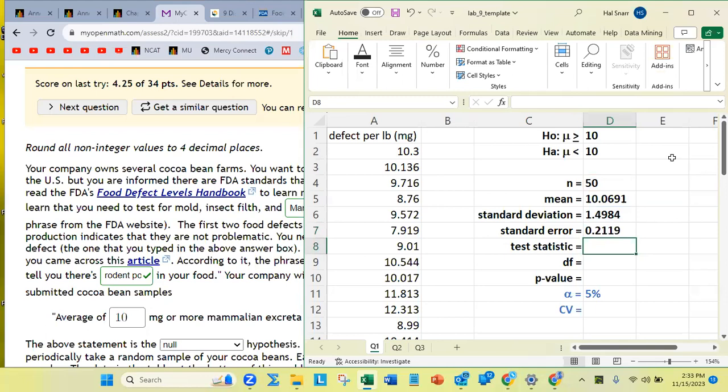Now the test statistic starts with the point estimate of the difference. The point estimate of the difference is the sample mean. We're estimating mu here with the sample mean. So the point estimate of the difference is the sample mean minus the hypothesized mean. That right there is the numerator of the test statistic. Call that the point estimate of the difference.